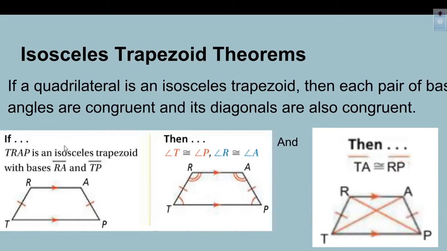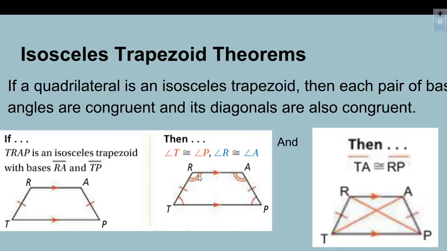So, the isosceles trapezoid theorems. If a quadrilateral is an isosceles trapezoid, then each pair of base angles are congruent, and its diagonals are also congruent. Base angles are the ones that surround your two parallel sides called the bases. So these two right down here are going to be congruent, and these two right here are congruent. You can think of this as an isosceles triangle with the top cut off. Our base angles would be congruent, therefore these would be congruent as well.